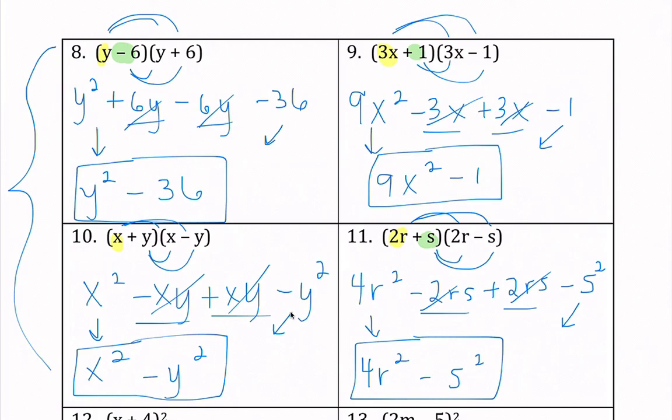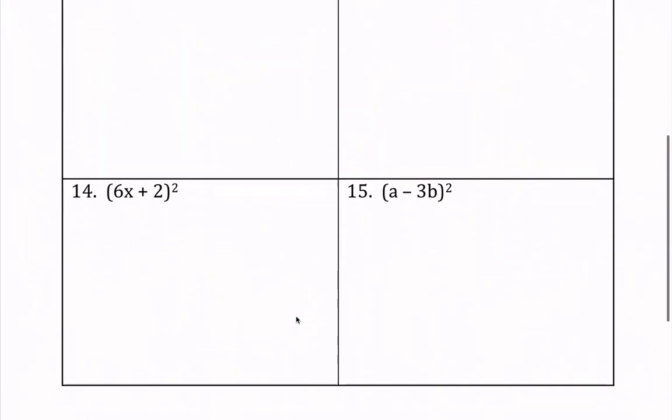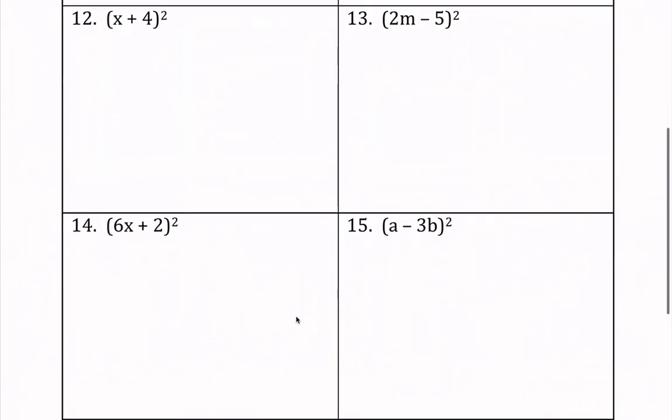Okay, so these are the answers you should have gotten on 9 and 10. All right, so let's move on. 12 through 15 are very similar type problems. So right now I'm going to go ahead and do 14 and 15 with you real quick, and then I want you to try 12 and 13. You're going to pause the video and try those on your own.